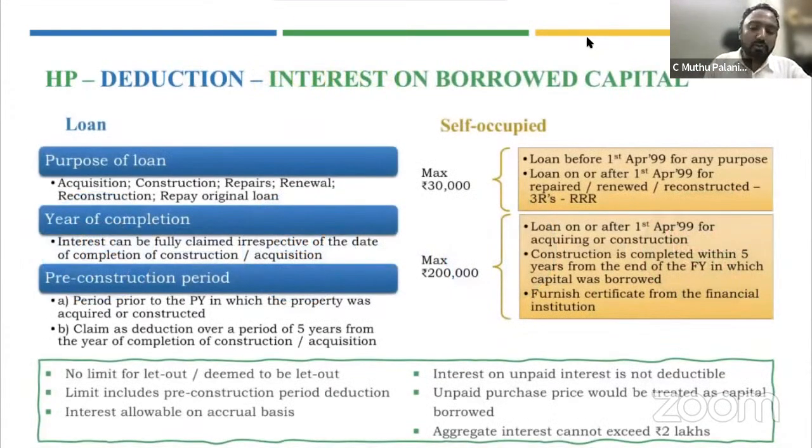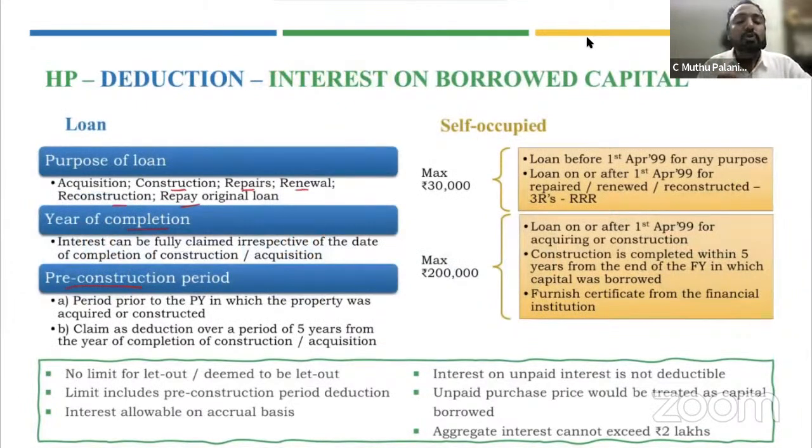So the interest on borrowed capital, we'll first talk about the loan purpose. The purpose of the loan can be for construction, repair, renewal, reconstruction, acquisition. So it can be for any of these, either you're acquiring or constructing, whatever reasons have been specified. So basically it should be for your house property. And then it is eligible from the year of completion. Till the year of completion, it will be called the pre-construction period.